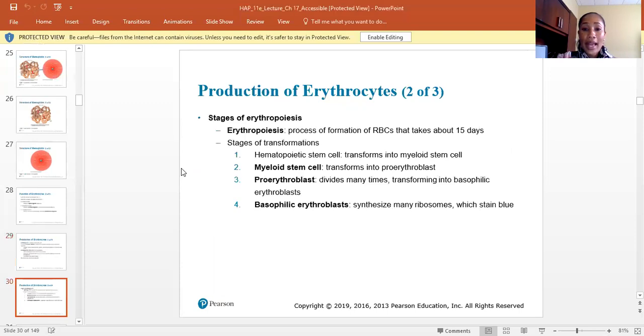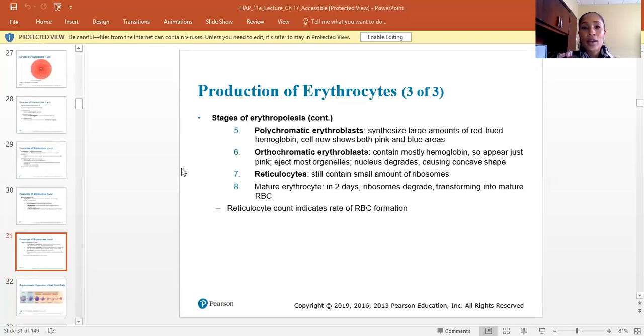The proerythroblast will divide many times, transforming into a basophilic erythroblast. And then the basophilic erythroblast will synthesize many ribosomes, which will stain blue. Then we go into a polychromatic erythroblast, which will synthesize large amounts of red-hued hemoglobin, and the cell will now begin to show pink and blue areas. So then we transition to the orthochromatic erythroblast, which will contain mostly hemoglobin, so it appears just pink.